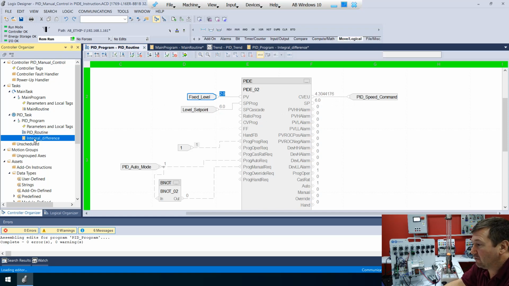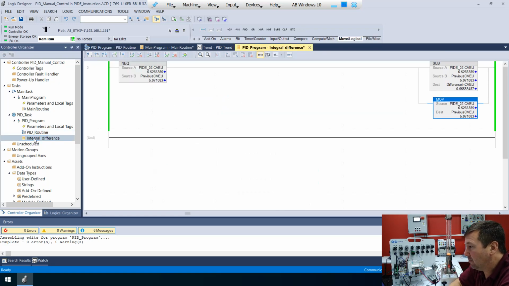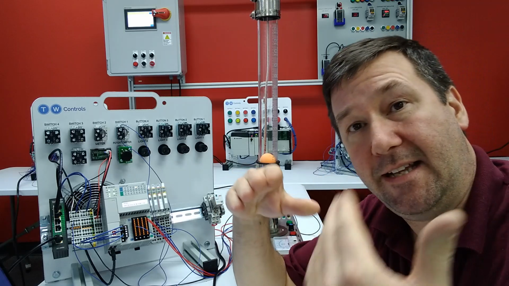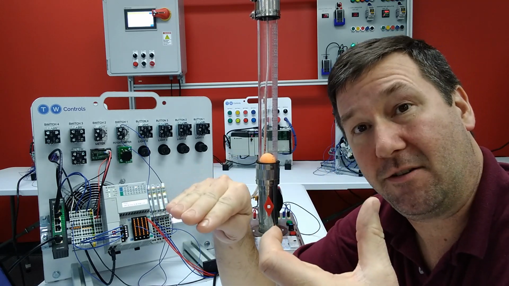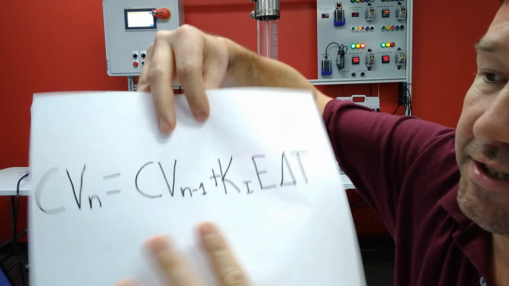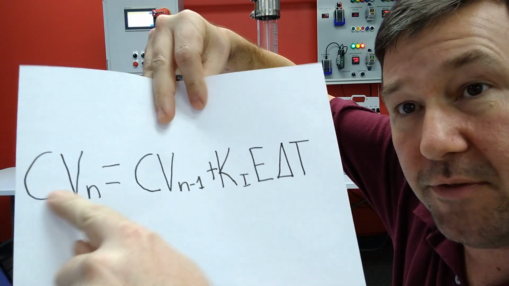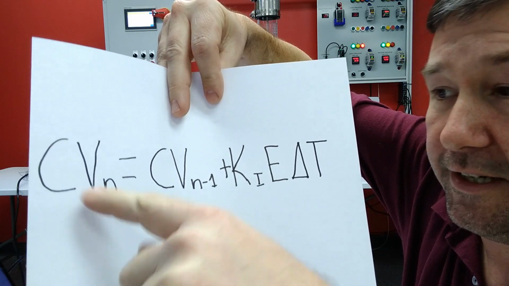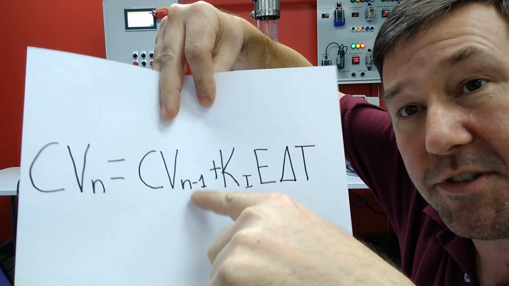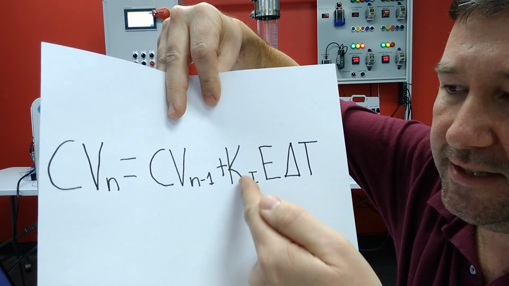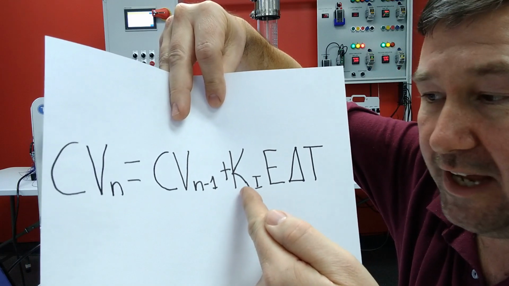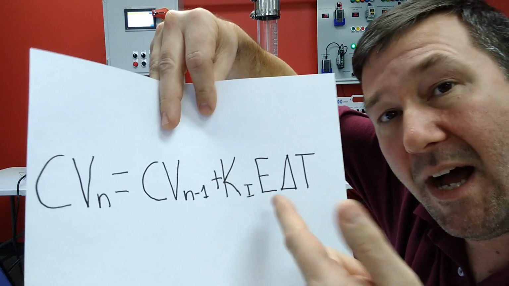So let's go to that integral difference. And yeah, the numbers are moving around, but the main thing we want to focus on is you notice this integral is always the same. And that's because it is based off of the error each time that integral fires. So going back to our equation here, first this is our new value, control variable n. Control variable n minus 1, that was our previous value. So we're going to take whatever we figure out here and add it to it. So there is our integral value, Ki, and it's going to be multiplied by our error.